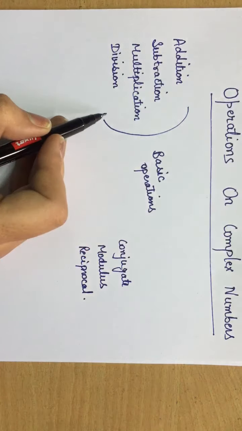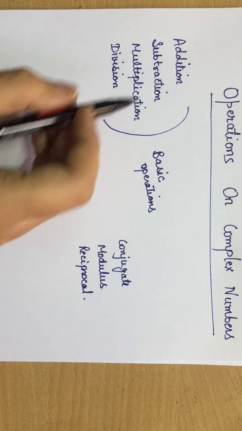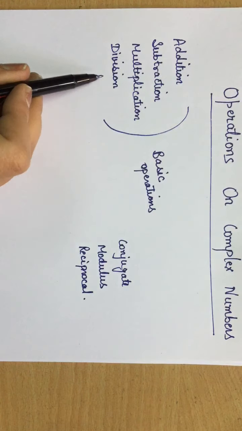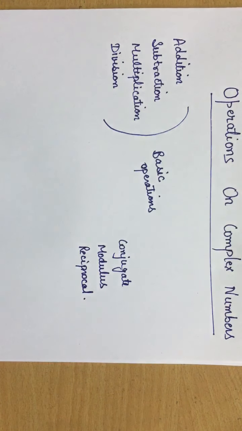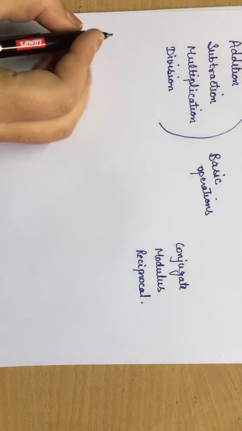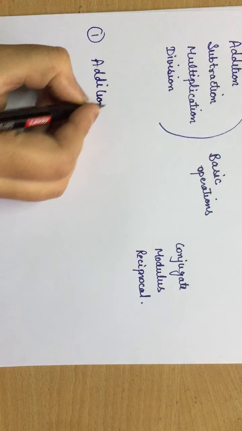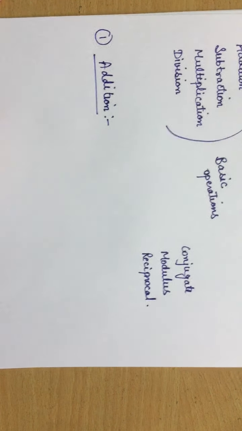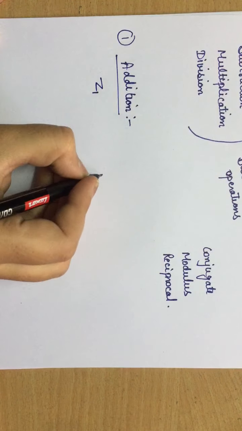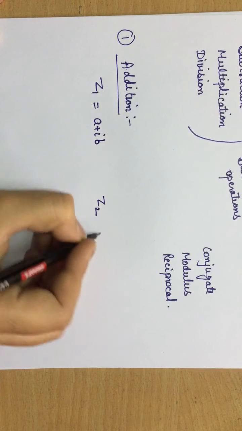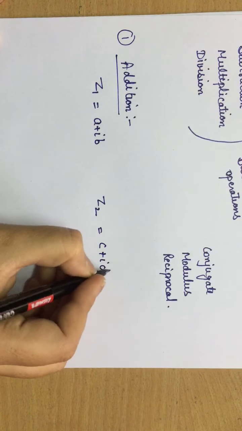Like I have two complex numbers z1 and z2, how will I add them, subtract them, multiply them and divide them? So start with the first operation, that is addition. Addition of two complex numbers. So let I have two complex numbers z1 and z2. Let z1 be a plus iota b and z2 be c plus iota d.